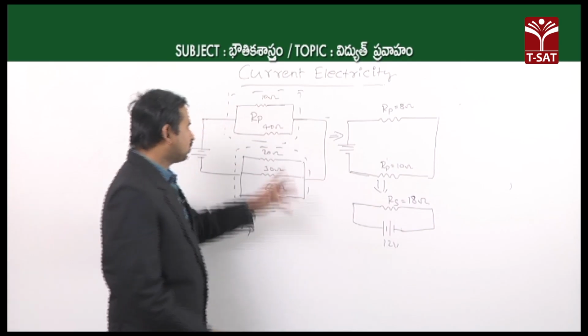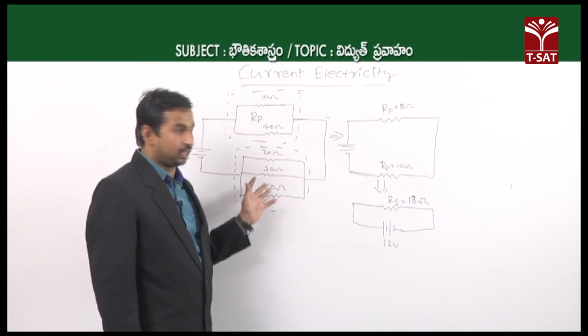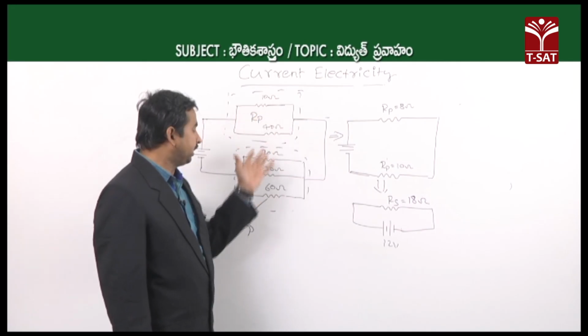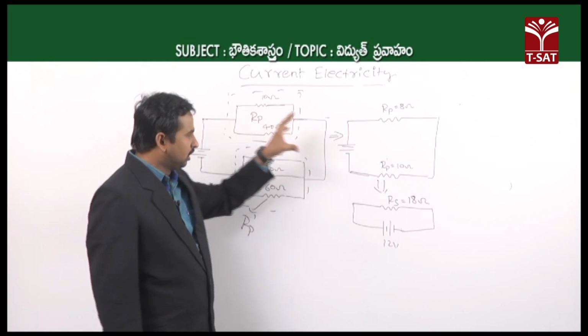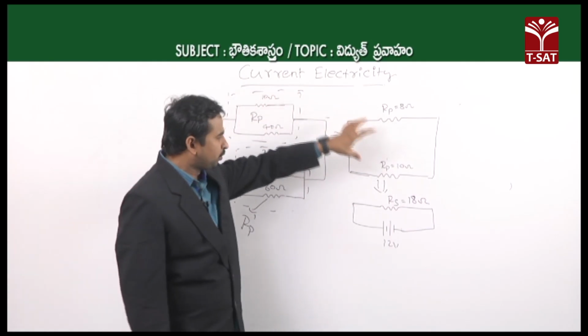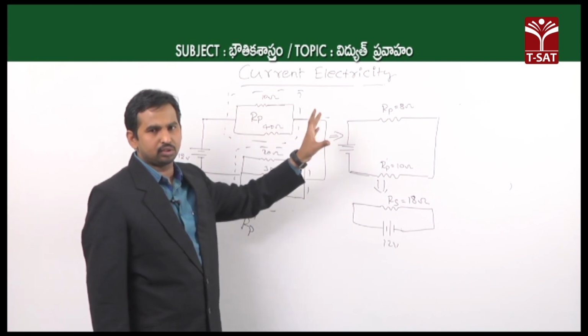So we are reducing these 5 resistors: 2 are in parallel separately, 3 are in parallel separately, and these 3 and 2 are both in series. We are doing that step by step. Finally, we got the equivalent resistance throughout these 5 resistances.